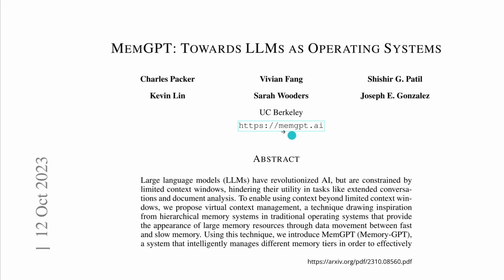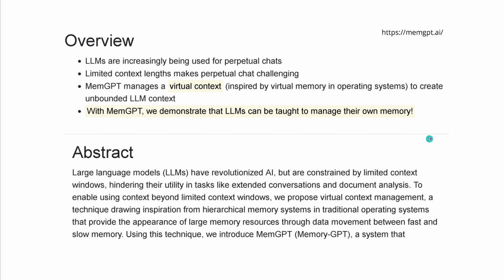And now we have an approach by UC Berkeley. They say, hey, we look at the PC and we try to copy the idea of the memory management of a PC. Can we transfer this to an AI? And they say, hey, we now have MemGPT. And they say, you know what? LLMs are increasingly being used for continuous chats. What an insight. And the limited context length makes it really challenging for the user to stay on the chat and continue to chat. Interesting.